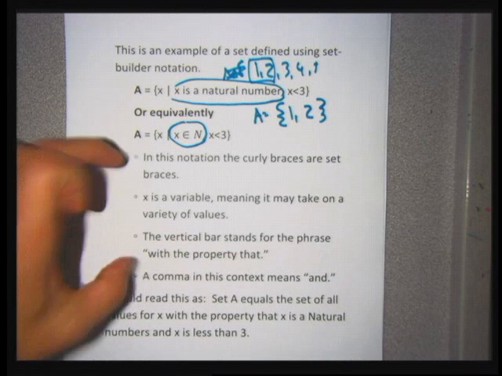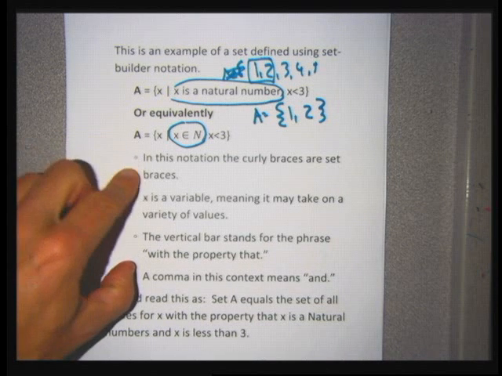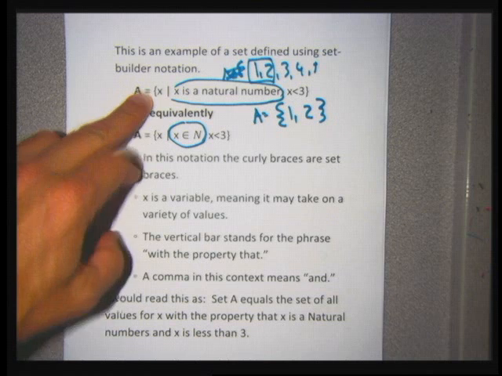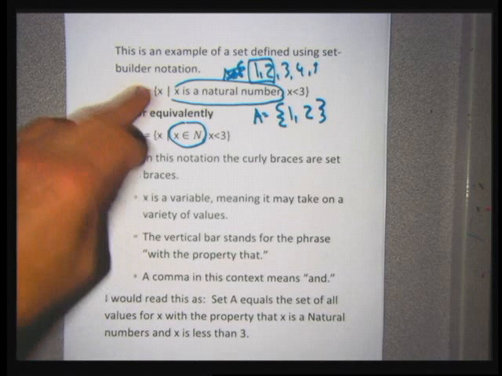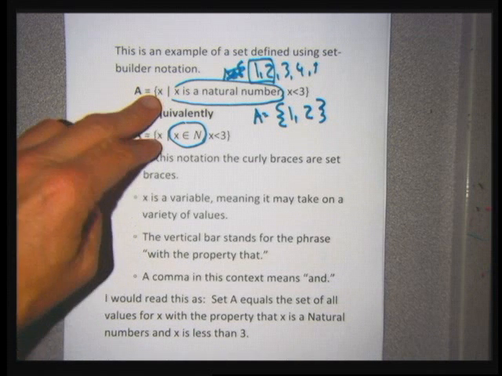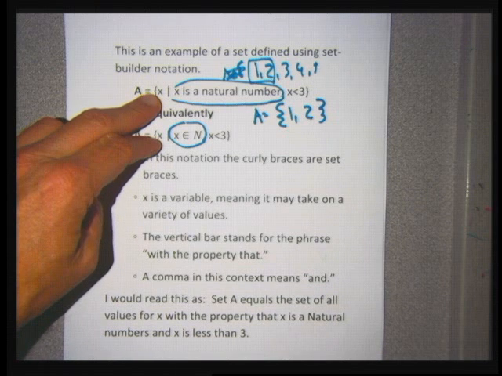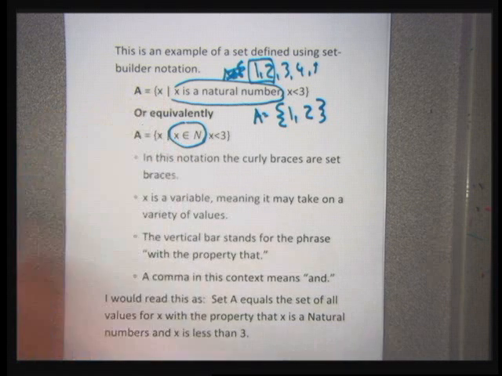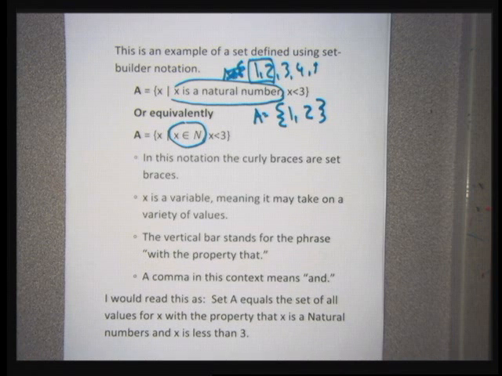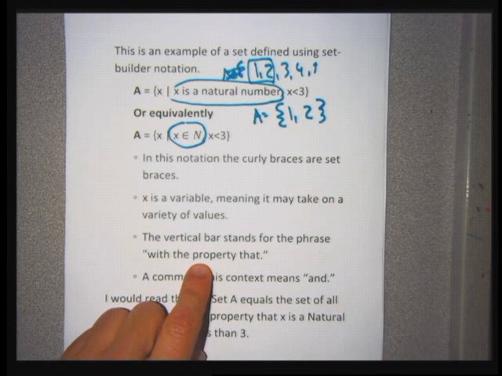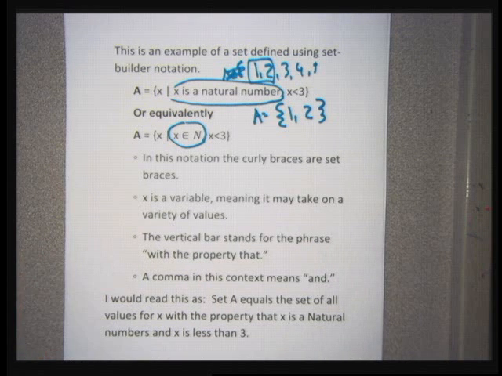And I have these little circles here. The set braces are the curly braces. The variable x means, when I write an x to the left of the vertical bar, x can take on a variety of values, whether they're numbers or words. The vertical bar, sometimes I say such that. When I wrote this, I said with the property that, because mathematicians are consistently inconsistent sometimes. And then the comma means and.